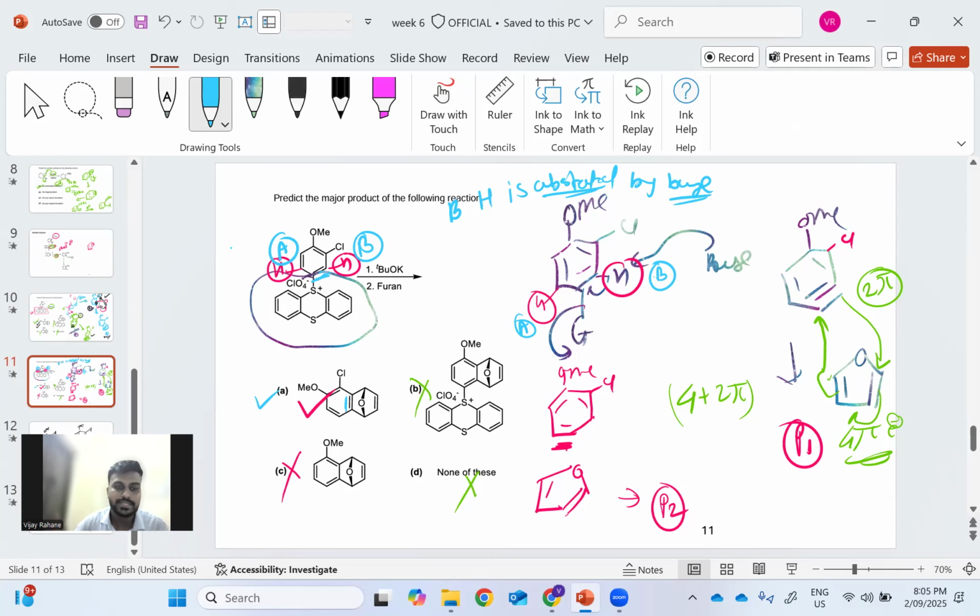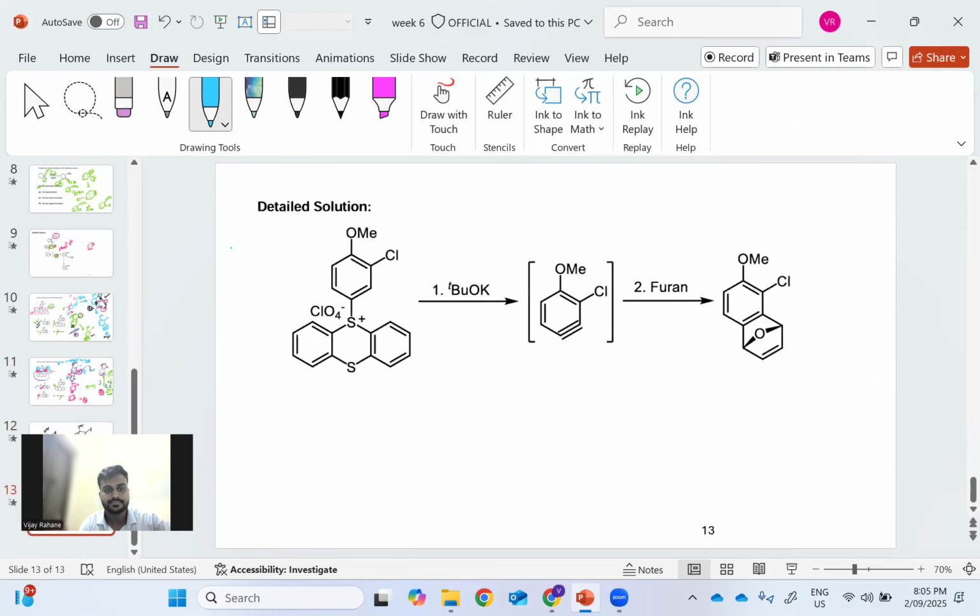And why B, not A? The reason is we have here the chloro group, which is an electron withdrawing group. And that's the reason this B hydrogen is more, we can say, electron deficient compared to the A hydrogen, right? So I will take the next question. In between, you just note down this mechanism.